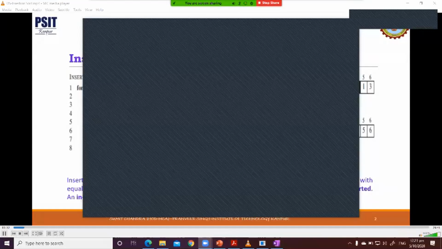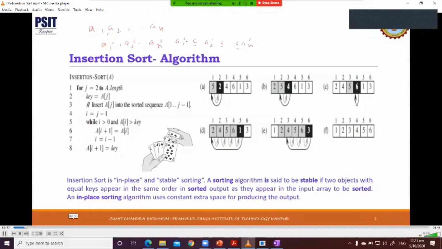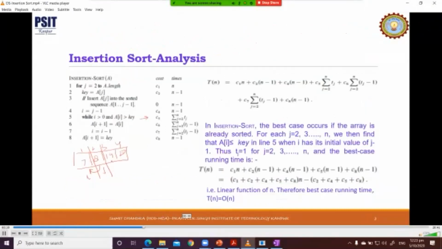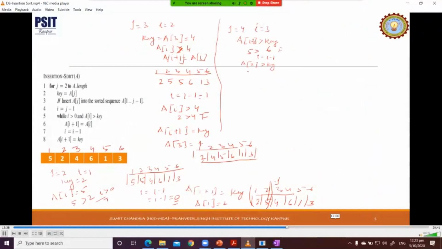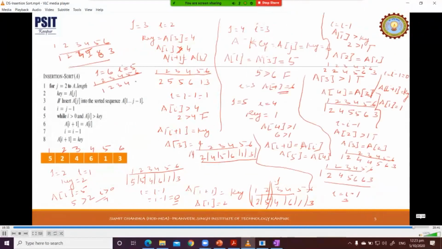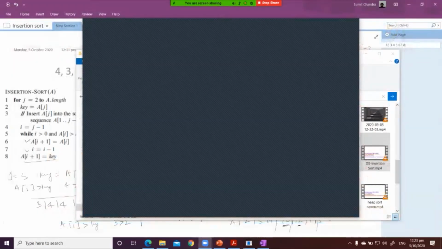So insertion sort is a very popular sorting algorithm. Basically, a sorting algorithm takes a random list and returns the data in order. From here, minus square. And i will be decrementing. So, 4, 5. Entering the while loop, these two conditions.